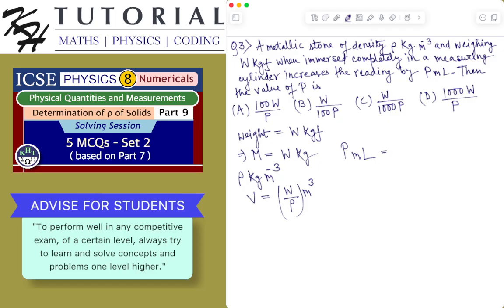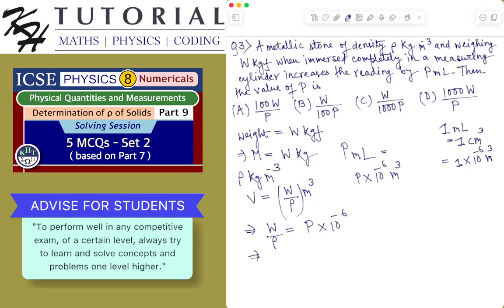So 1 milliliter is equal to 1 centimeter cube, and 1 centimeter cube is equal to 1 multiplied by 10 to the power minus 6 meter cube. So PmL will be equal to P multiplied by 10 to the power minus 6 meter cube. So now we can say that W by rho should be equal to P multiplied by 10 to the power minus 6.